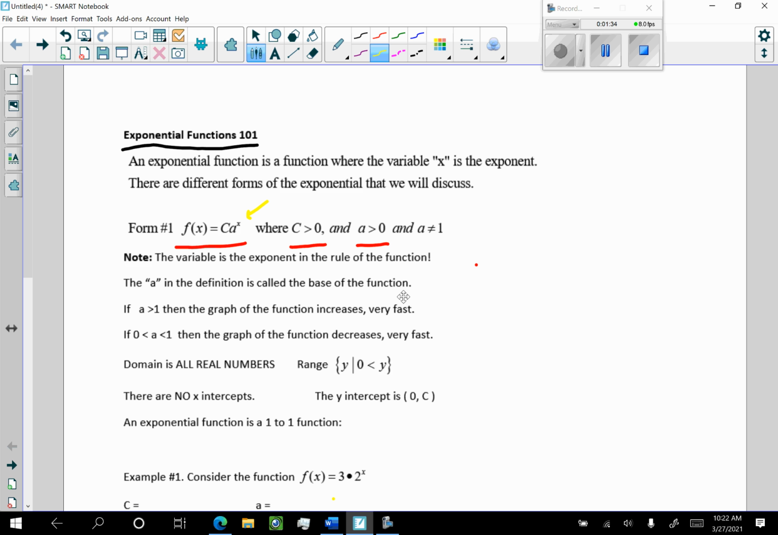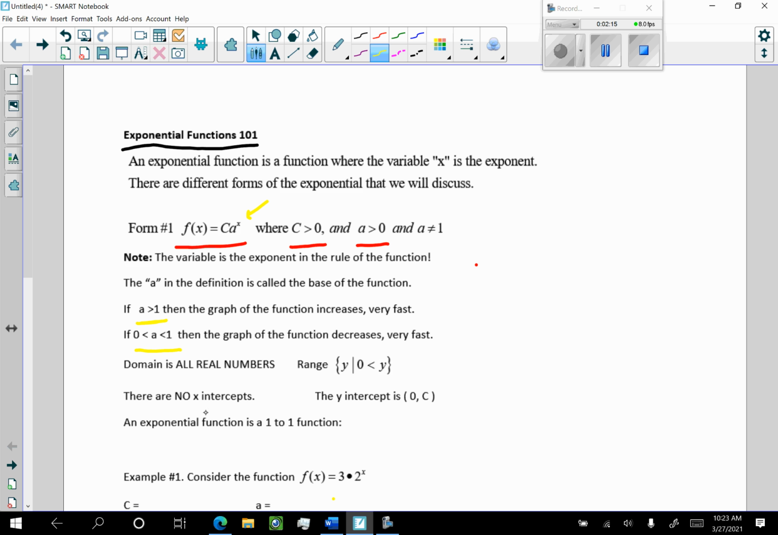And here's two important topics about exponential functions in this form. If a is greater than 1, then the graph is going to increase very quickly. I'm sure that you've heard somewhere in your study saying, hey, that grows exponentially. We will examine that down the road, what exponential growth is indeed. And then if a is between 0 and 1, then the graph of the function is going to decrease very quickly.